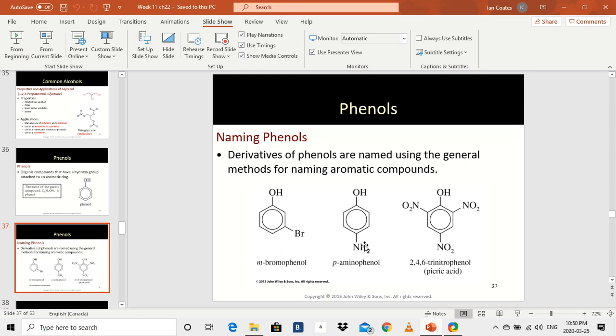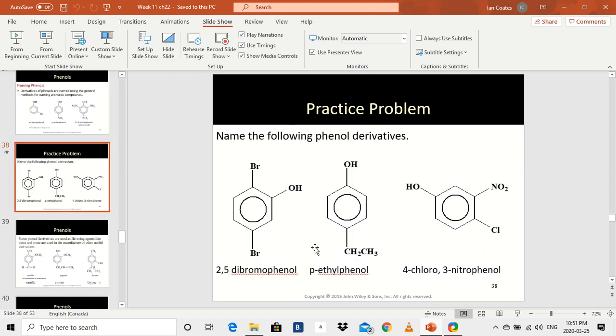Here I've got p-aminophenol. And if you look at this one here I've got my phenol group. I've got a nitro, 2,4,6-trinitrophenol. Why is it 2,4,6? Because this carbon here is always number 1. Name the following phenol derivatives. I've just put these here for you.